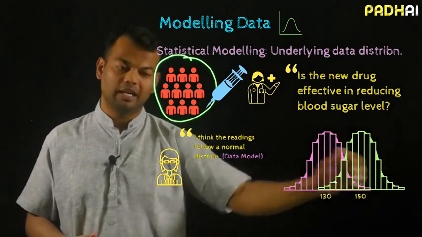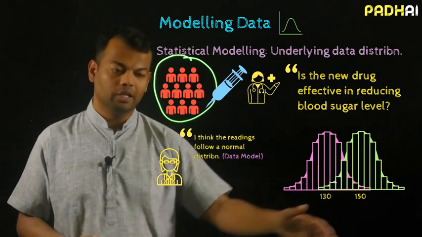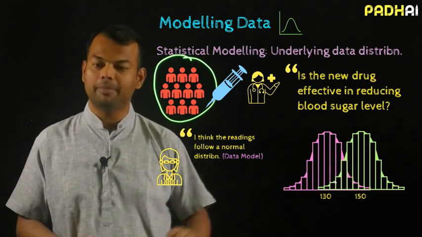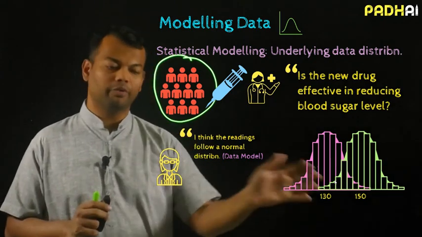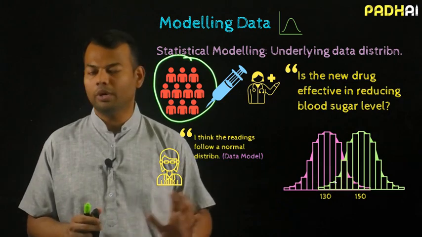And again, it looks like it follows a normal distribution, and then now you can see that the mean has shifted. Earlier the mean was around 150, right? And now the mean for the same patients is around 130. Now this could be one way of just figuring it out. Forget about the shape of this distribution, just look at the mean values.